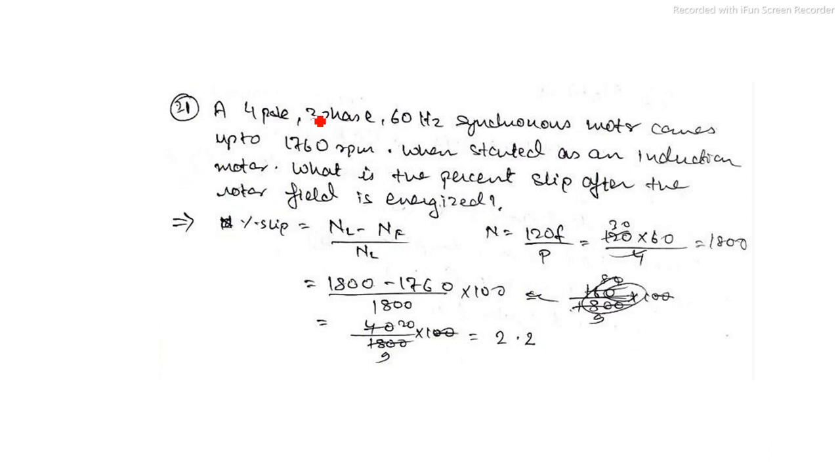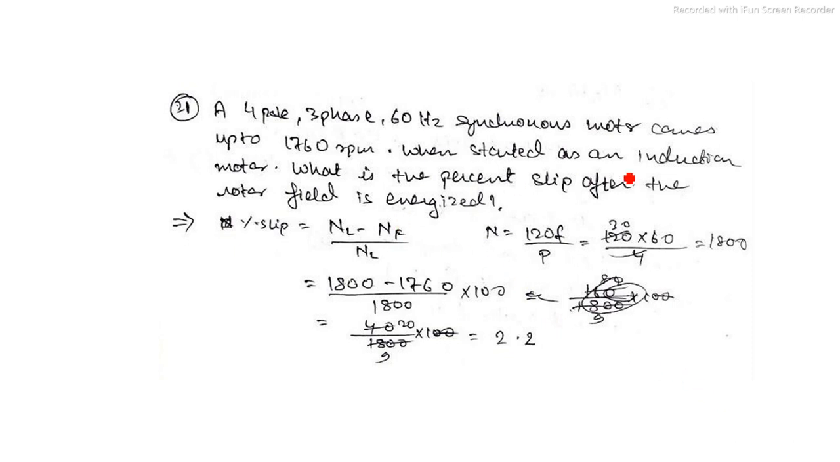Next is a 4-pole 3-phase 60 hertz synchronous motor that comes up to 1760 rpm when started as an induction motor. What is the percentage slip after the rotor field is energized? So the formula for percentage slip is: speed at no load minus speed at full load, divided by speed at no load.